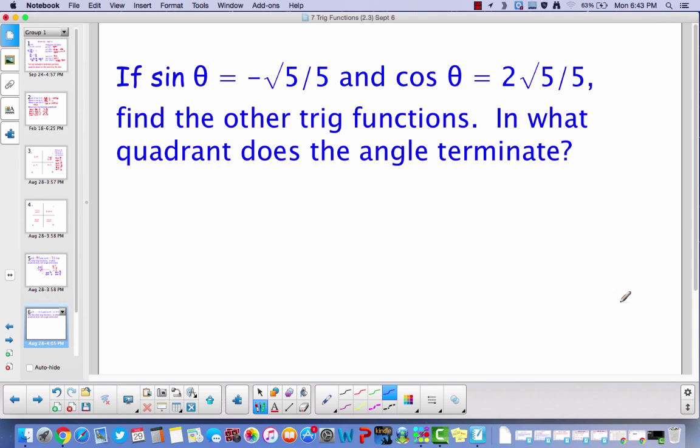All right, let's take a look at this one. Sine of theta is equal to -√5 over 5, and cosine of theta is equal to 2√5 over 5. It also says, find the other trig functions and what quadrant does the angle terminate. So it's just like this last one. So I'd like you to work that on your own. So pause it, please, and work this.